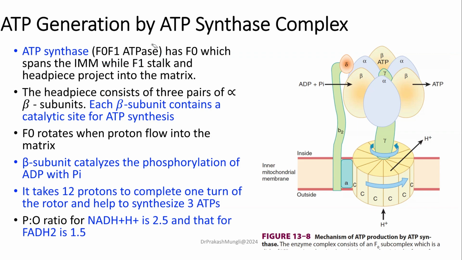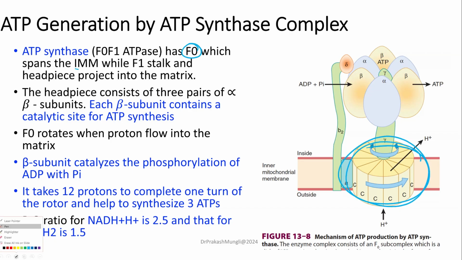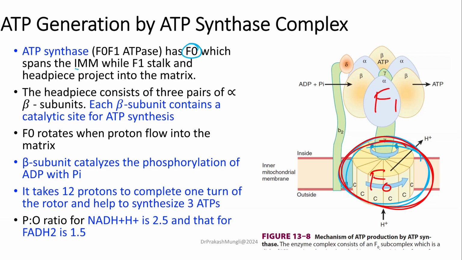The F0 subunit is embedded in the inner mitochondrial membrane, this part here, that is F0. The one which is allowing protons in, that's F0. And then the F1 subunit is this one, which is the stalk projecting into the matrix. This figure is drawn upside down.